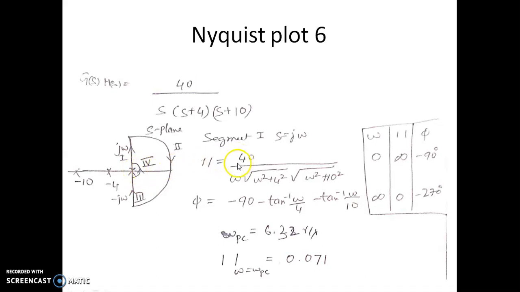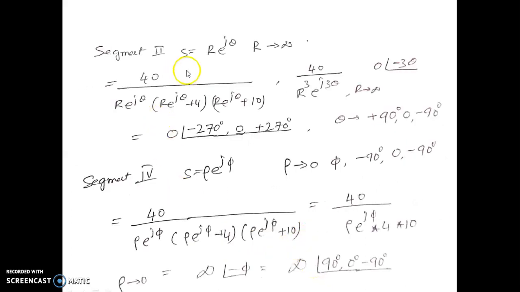So this is the first segment mapping. As usual we substitute S as j omega and find the magnitude and the phase. The phase goes from minus 90 degree at omega equal to 0 to minus 270 degree, with magnitude varying from infinity to 0. Since it goes from minus 90 to minus 270 degree, it will certainly pass through minus 180. That frequency happens to be 6.32 radian per second, and the magnitude at that frequency happens to be 0.071.